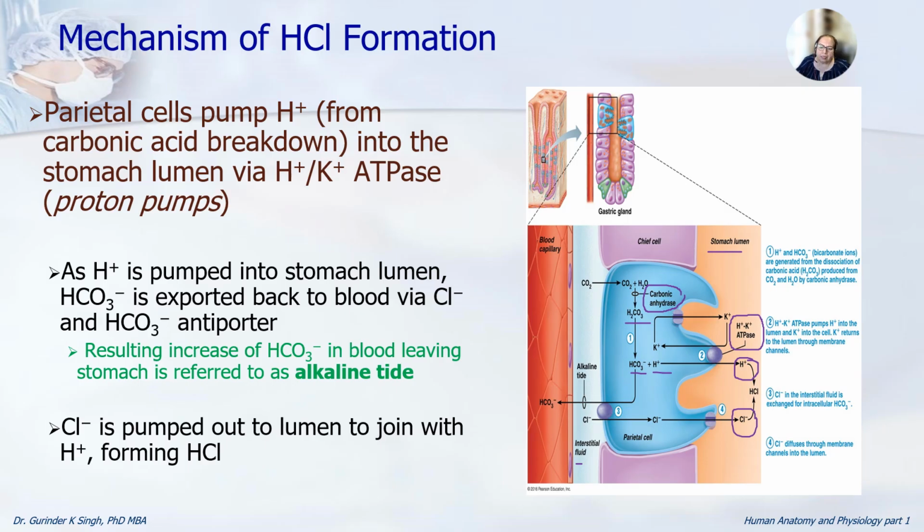Since we are pushing more and more bicarbonate into the blood, the blood capillaries become more alkaline in nature, so their pH actually goes high. That is known as the alkaline tide. Okay, so as more acid is produced, the blood vessels around the stomach have a slightly higher pH, what is known as an alkaline tide, and this is an important concept to remember.